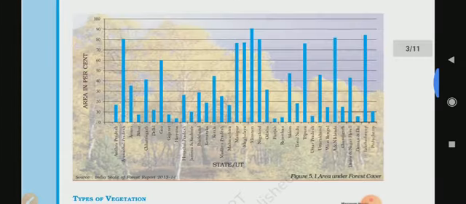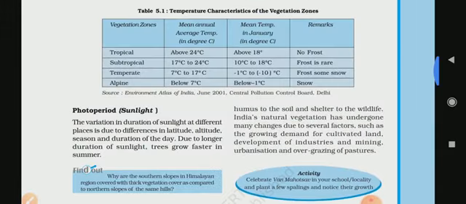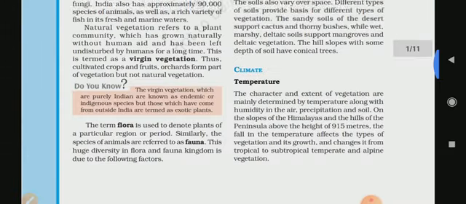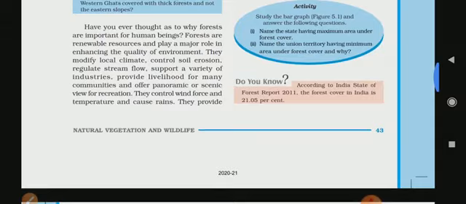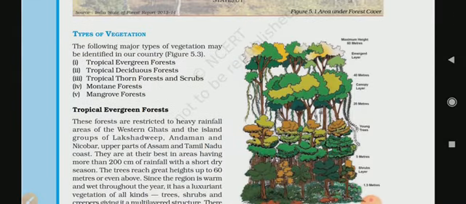Now next is about the ecosystem. Ecosystem is not mentioned in your book, but I will just tell you about it, students. An ecosystem is like a community in which many different organisms interact with the physical environment. So basically it is a complex network which is interconnected.